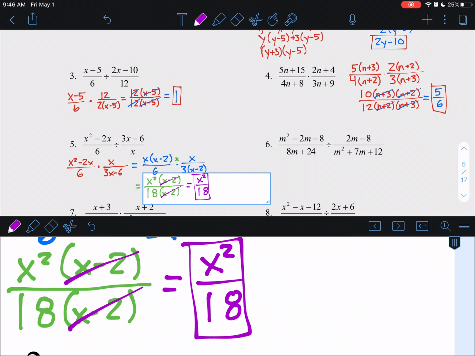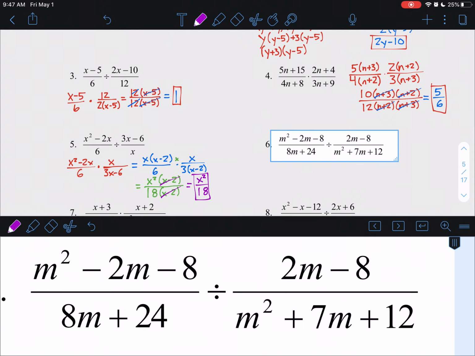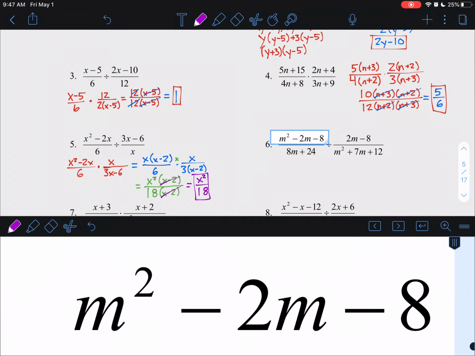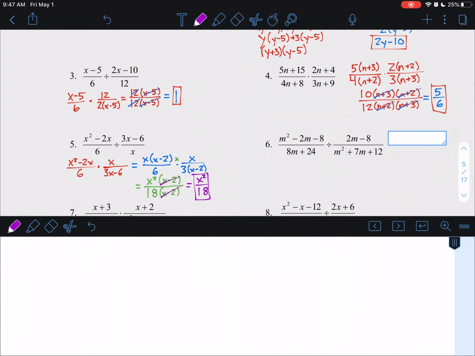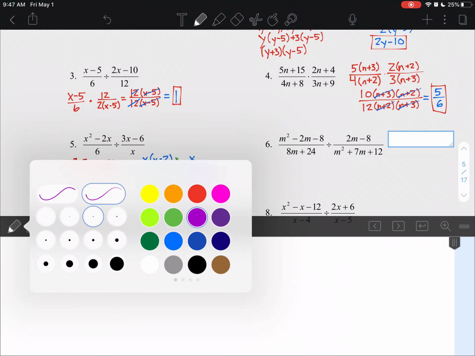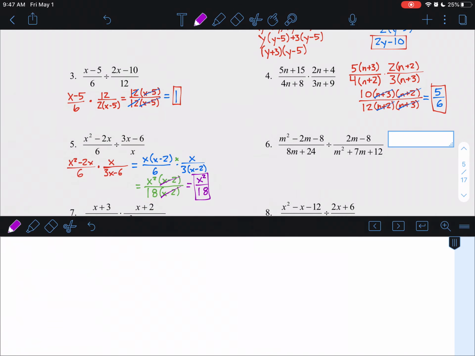Number 6 looks like it has a lot of steps. That's okay. I'll work real small. Okay. So first thing we want to do here is keep, change, flip. I'll make this a little bit bigger. Okay. So let's see. Keep, change, flip. So that means I have... I'll make that even smaller pen size.